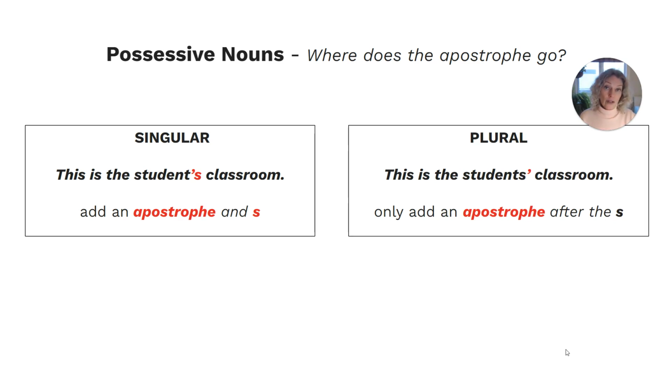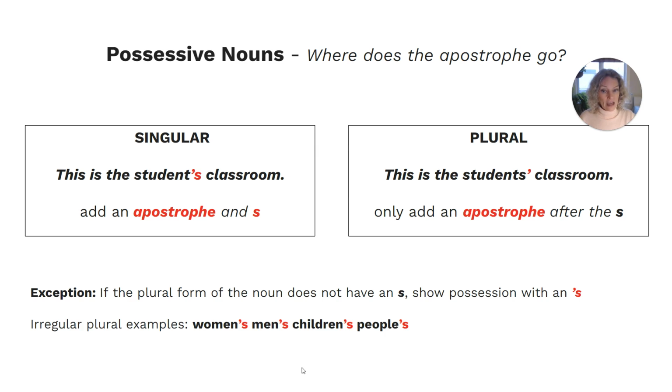So most plurals end in an S, right? Apples, pens, books, students. But there are some nouns that do not have an S at the end when they're plural, like women or men, children, people. These are irregular plurals. With those, you can't just add an apostrophe at the end. You need to add an apostrophe S. So those irregular plurals are the same as singular possessive nouns, but the plurals that end in an S, they just need an apostrophe after the S.